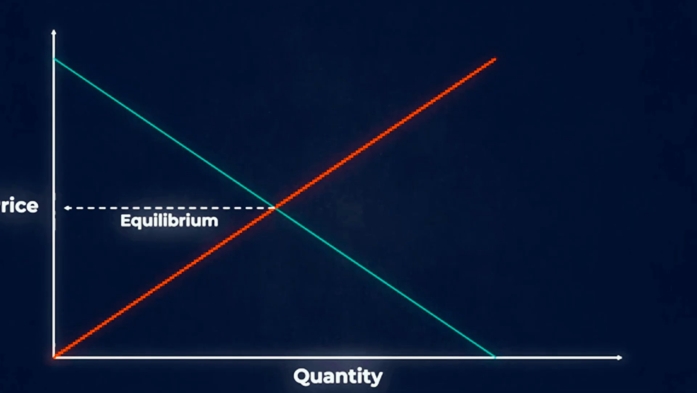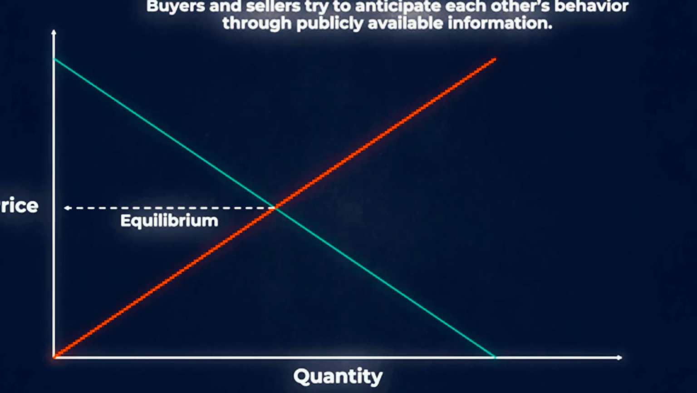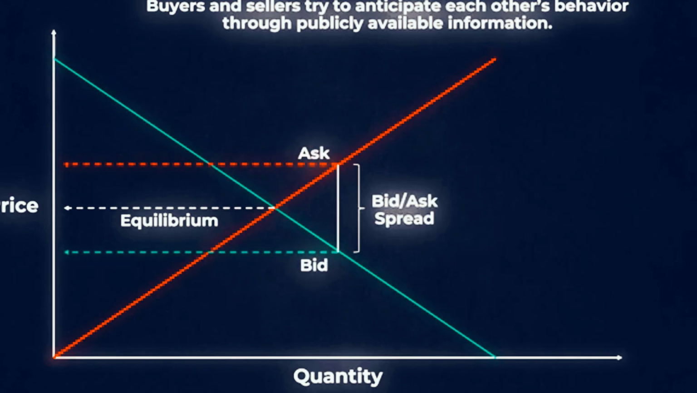However, that's just the theory. In the real world, buyers and sellers try to anticipate each other's behavior through publicly available information. The consequence of that is that there is always a gap between the highest price buyers are willing to buy and the lowest price sellers are willing to sell. In other words, in reality, it's as if the point of equilibrium was tilted to the right, generating two distinct prices at all times. The bid price, which is the highest price that buyers are willing to trade at, and the ask price, which is the lowest price sellers are willing to trade at.